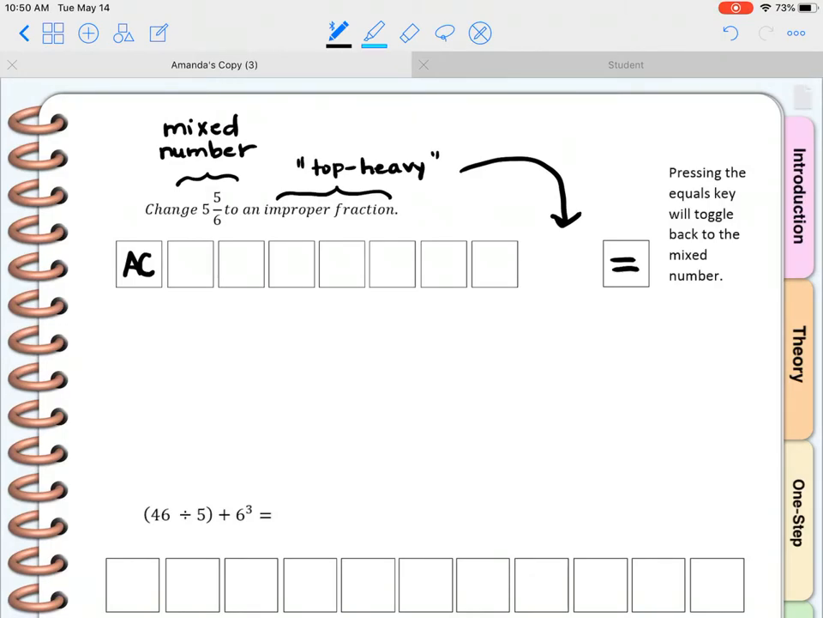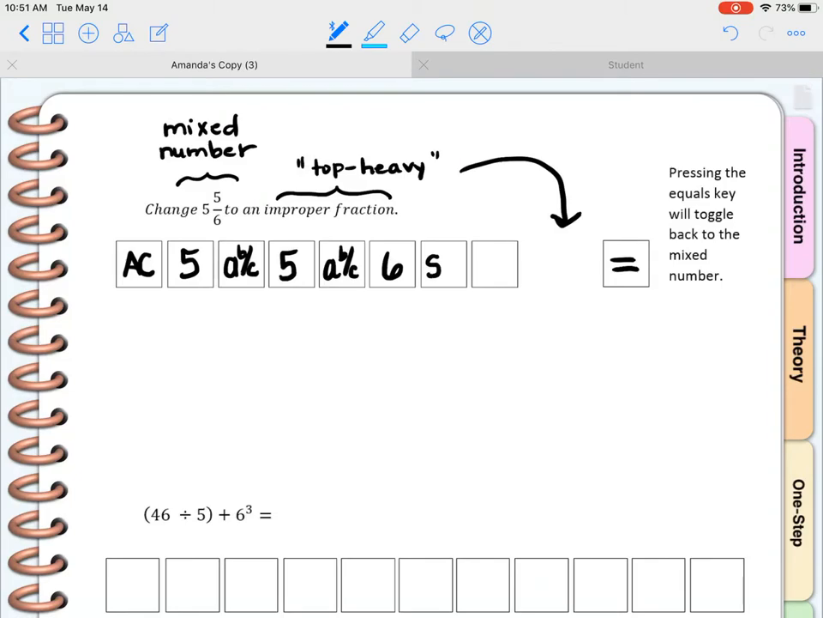Okay, so we're going to do all clear and then put in our mixed number. So 5 fraction, and you saw this key just a minute ago. Nothing has changed. Okay, so 5 and 6. That is our mixed number, 5 and 5/6.